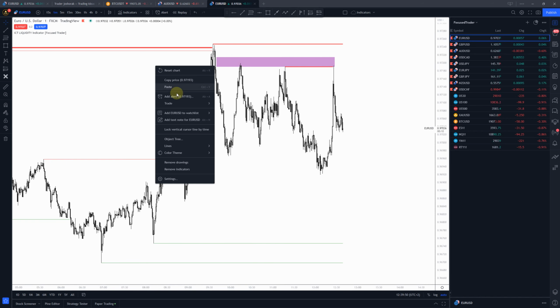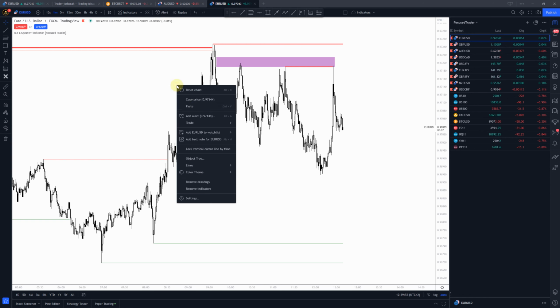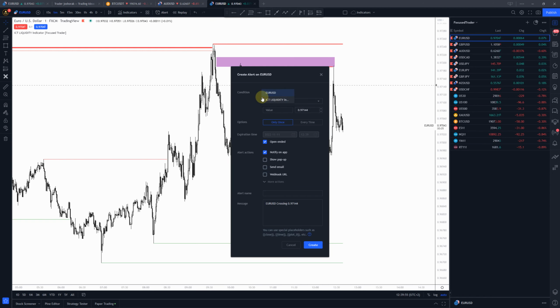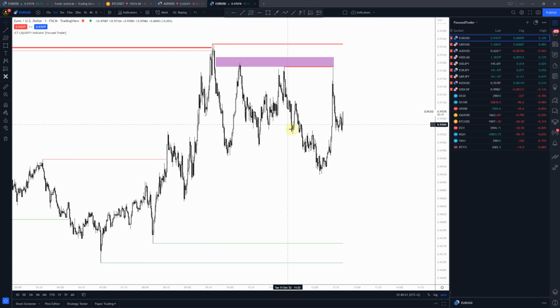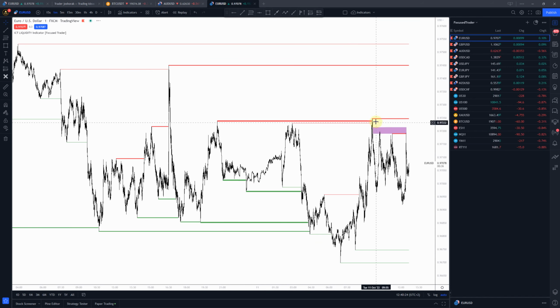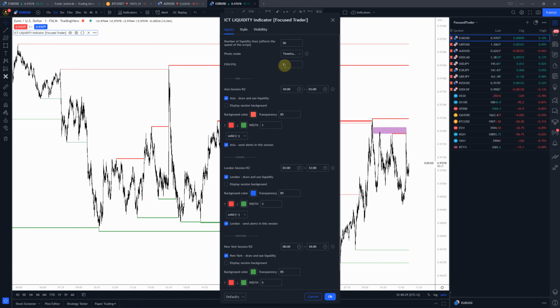So again, let me show you. Right click, or you could also click the alert button here. So right click, add alert, select the Ict Liquidity Indicator, and set the settings according to your preferences. So you could be just notified on the app, you could be shown a pop-up window in the Tradingview app. You could also receive email or use some kind of script with webhook, but that is more for advanced users. Okay, so this way you will be alerted whenever there is some sort of liquidity grab. Currently we are looking at liquidity from the 30-minute time frame with settings of 2.